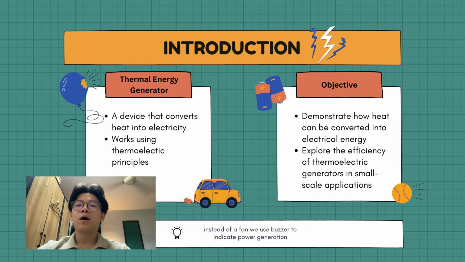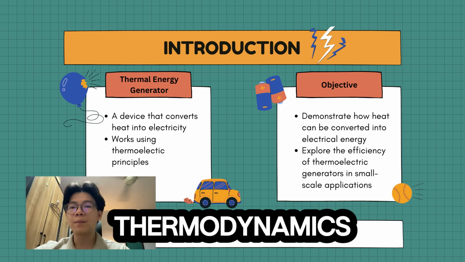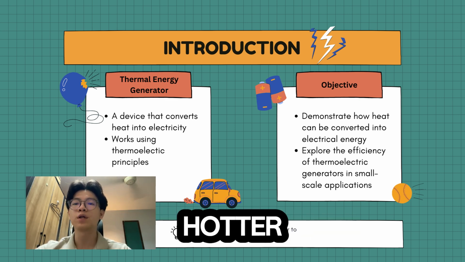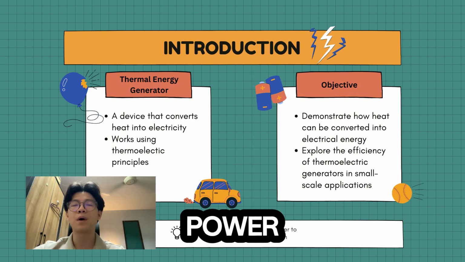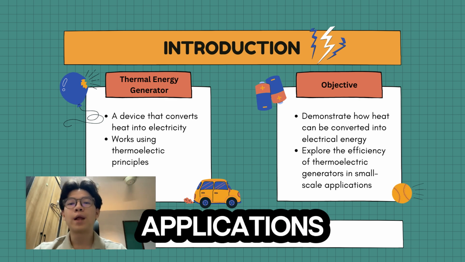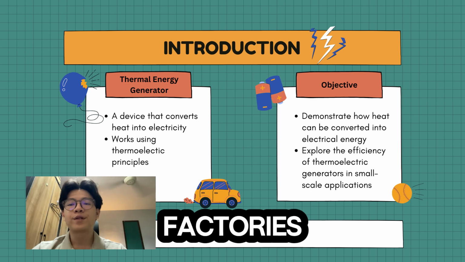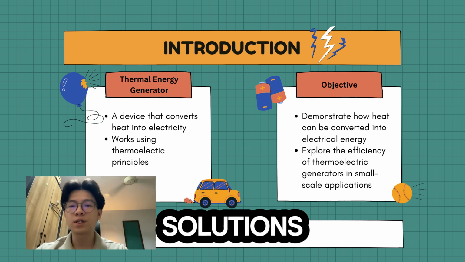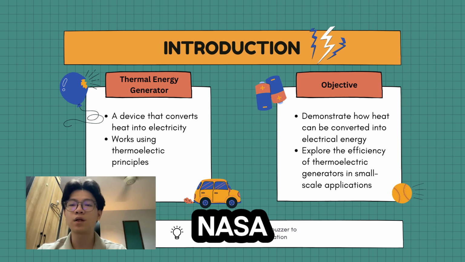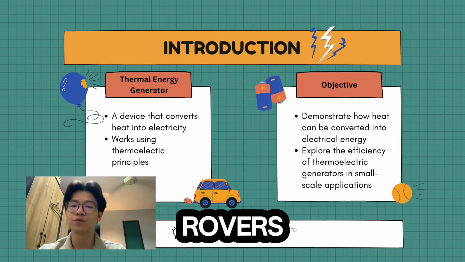applications. This process follows the second law of thermodynamics, where heat naturally flows from a hotter region to a colder region, enabling power generation. Thermoelectric generators have real-world applications, including waste heat recovery from factories and vehicles, off-grid power solutions, and even space exploration, where NASA uses them to power spacecraft like the Mars rovers.